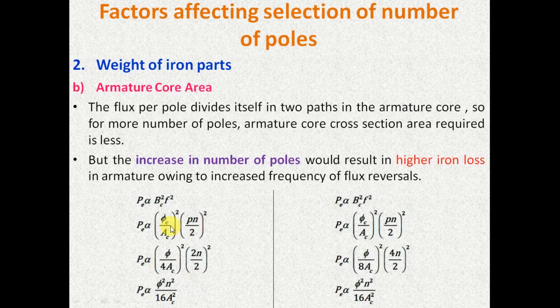As I have mentioned, the flux which is flowing through the core is φ/4 in the case of a 2-pole machine, whereas in the case of a 4-pole machine it's actually φ/8. This φ/2 is indicating the flux which is flowing through the core. For P you have to make the substitution of 2 here, and here you have to substitute 4. Finally, we will be able to obtain the relation of eddy current loss in simplified form like this. So you will be able to see these two relations are one and the same only if the values of AC, that is armature core area, are the same in both these conditions.